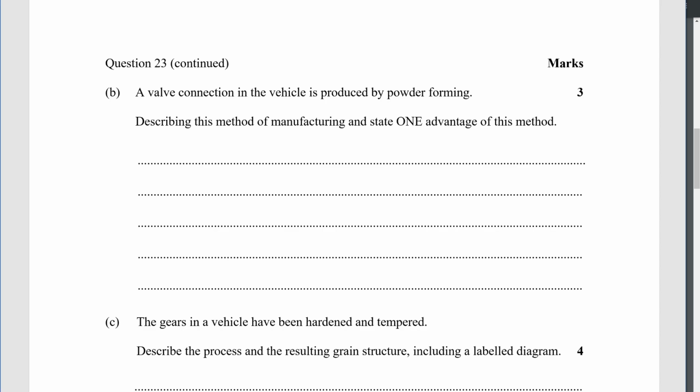A disadvantage, they haven't asked for disadvantages, but if they had, you might say that it typically has lower tensile strength than if it was machined. But the fact that it doesn't need any machining is a big advantage.